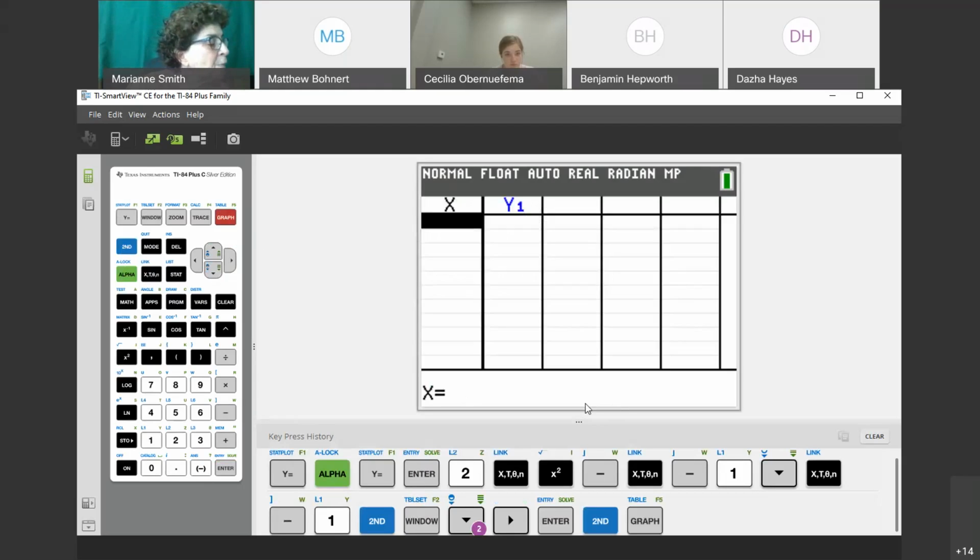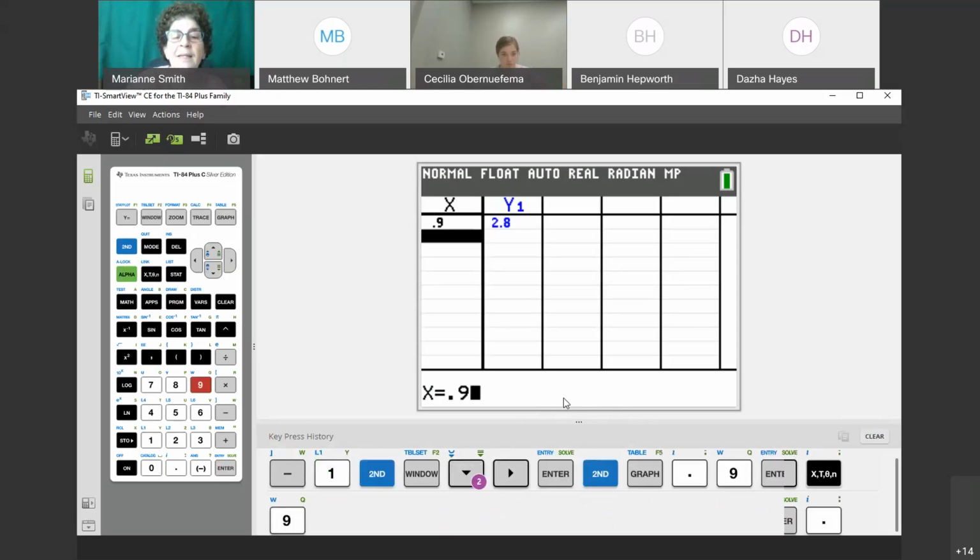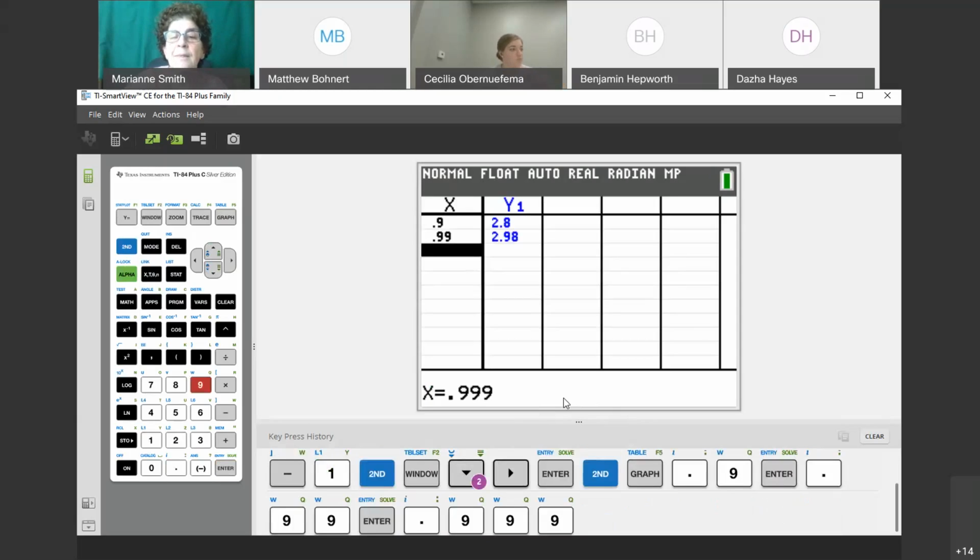So I want to know what happens as I get close to x equals 1 from the left. Well, what number is close to that? Well, how about 0.9? That's pretty close, but it's not quite 1. And you can see my y value is 2.8 there. So I'm going to get closer than that. I'm going to get closer by saying 0.99, 0.999.